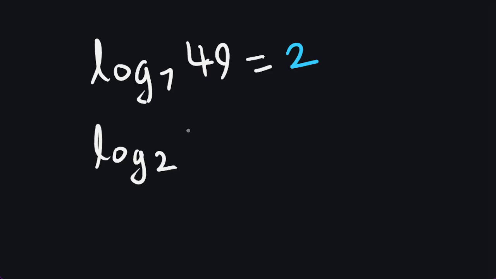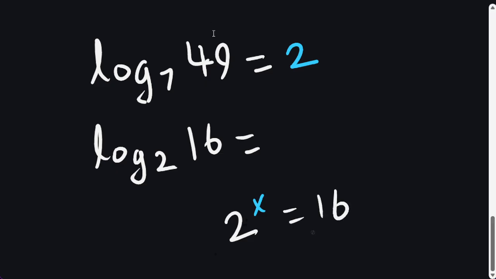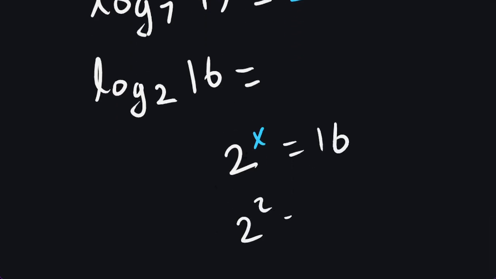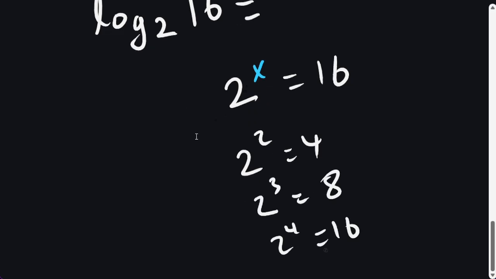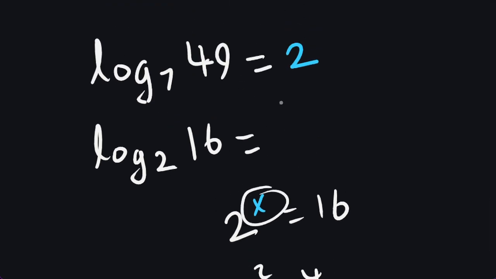So log base 2 of 16, what is this? Well, this is essentially saying 2 to the power of some number x equals 16. And then you can guess: you know that 2 squared is 4, 2 to the third is 8, and 2 to the fourth is 16. So that means this x right here is 4. So log base 2 of 16 is 4. And that's how you evaluate those logarithms.